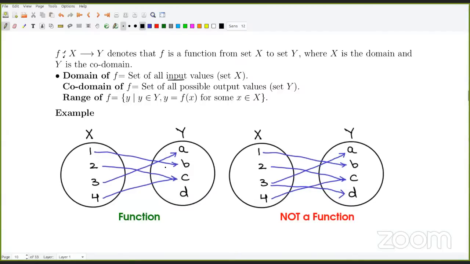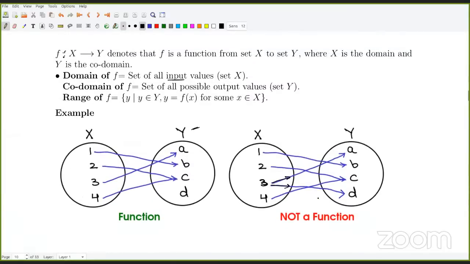Correct. So this is a function. And in this, if you see, input 3 has two outputs. One output is A and another output is D. So if I have two outputs for a single input, then this is not a function. But that can be called a relation, right, sir? See, this is a relation, this is not a function.